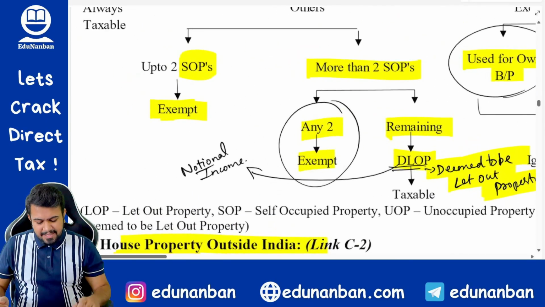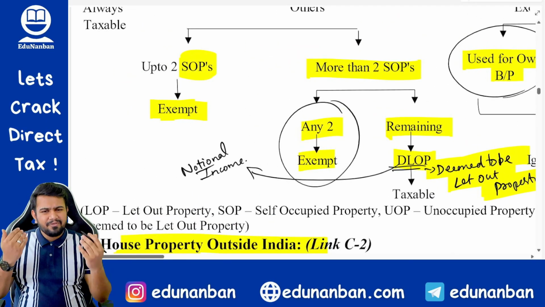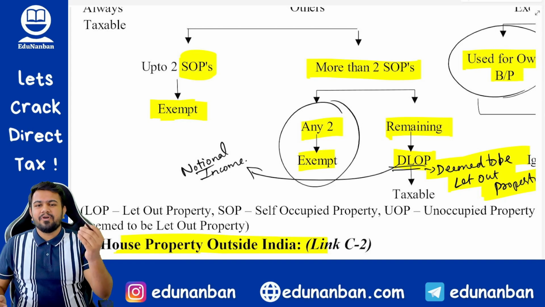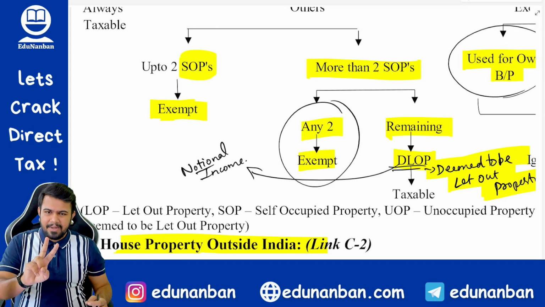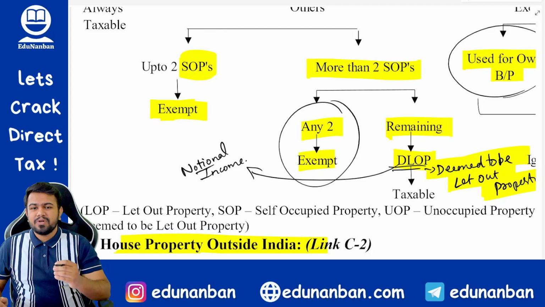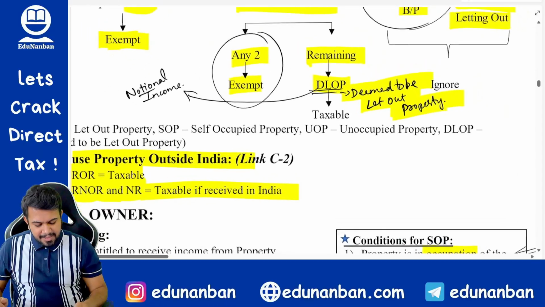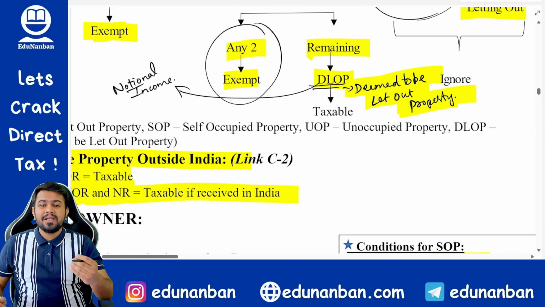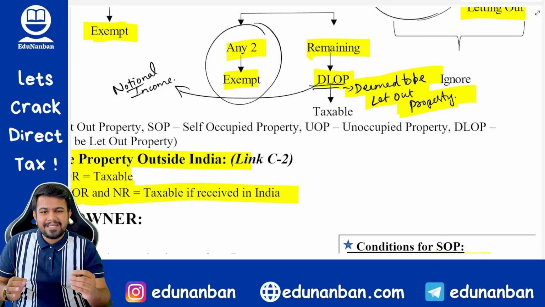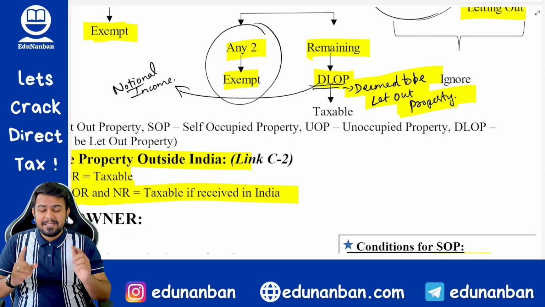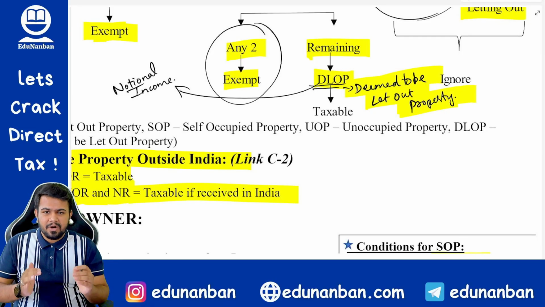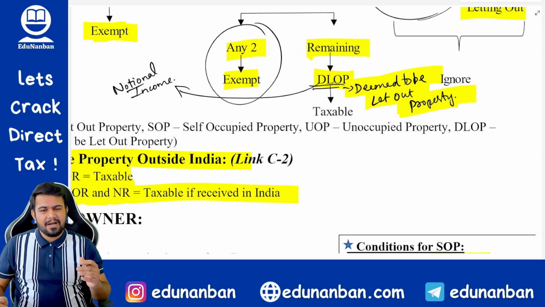In income tax, up to 2 self-occupied properties are fully exempt. But if an assessee has more than 2 self-occupied properties, then any 2 can be claimed as exempt and the remaining will become DLOP, that is, deemed to be let out property. This deemed to be let out property brings a notional income concept in income tax. It means that even though the assessee has not given that property on rent, still a notional rent will be calculated and tax will be charged on such rent. That also we will see how to calculate.